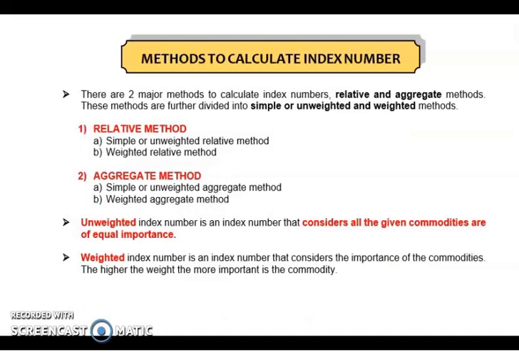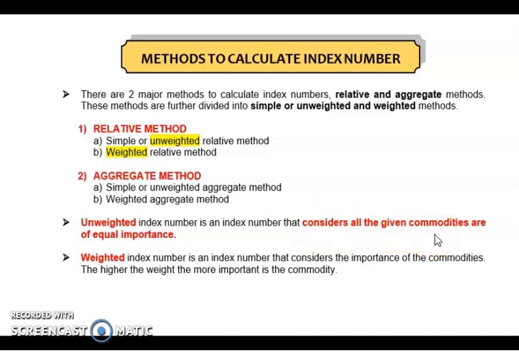Okay, now let's look at methods to calculate index number. Basically, we have two methods, relative method and aggregate method. Note here that under the relative method, we have unweighted index and weighted index. Similarly, the aggregate method also has unweighted and weighted index. So what is the difference between unweighted and weighted? Under the unweighted index number, it considers all the given commodities or items to be of equal importance.